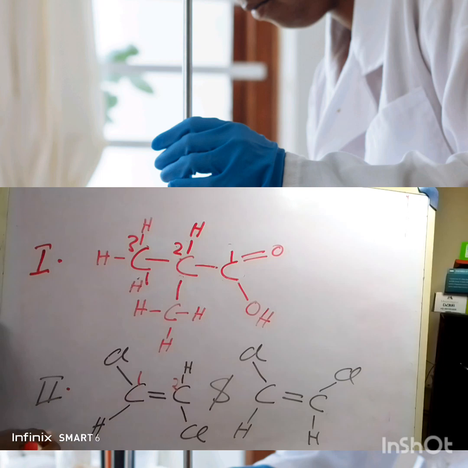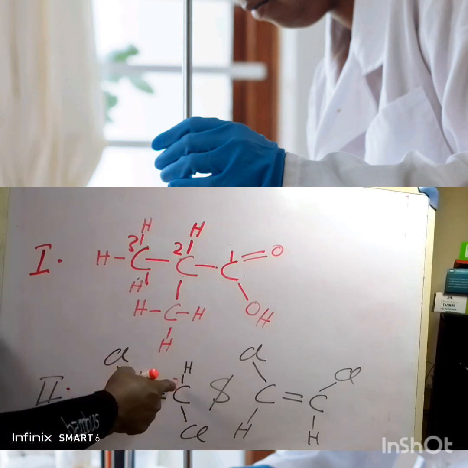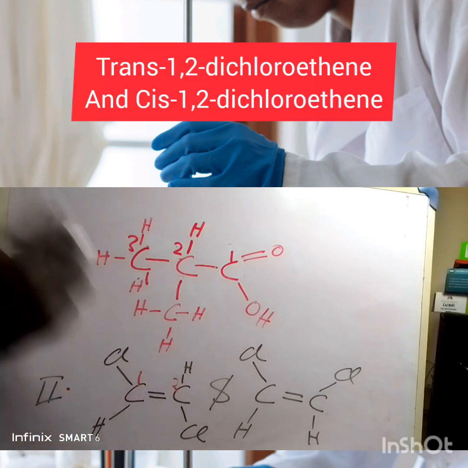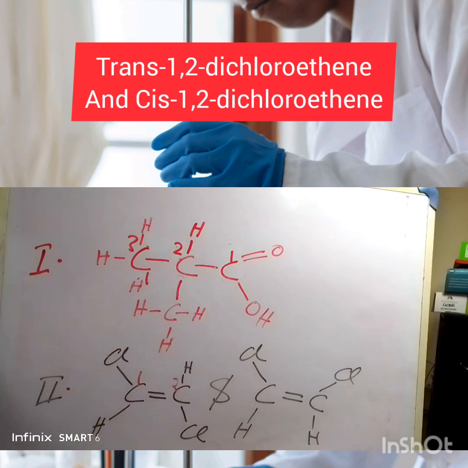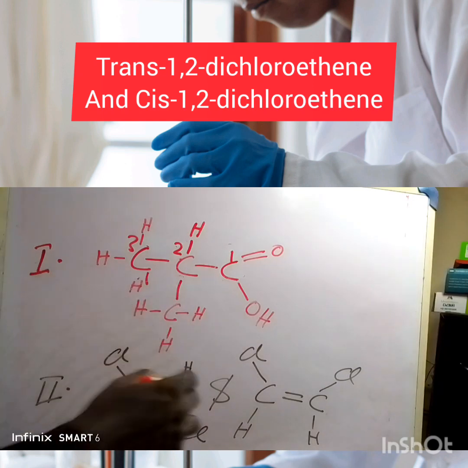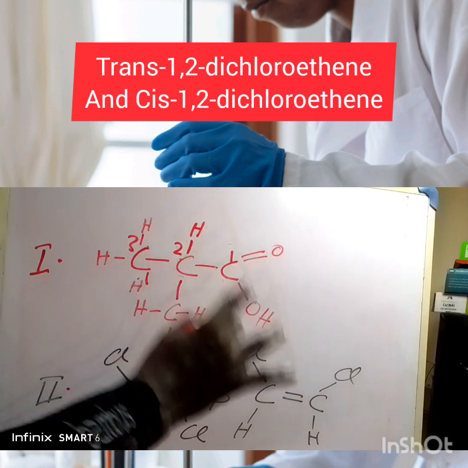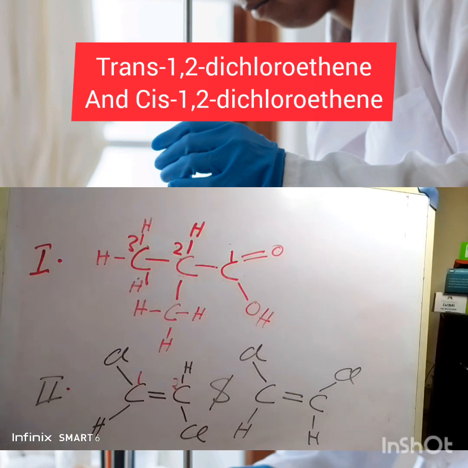And this you will call trans-1,2-dichloroethene. These ones, on the same side, you call cis-1,2-dichloroethene. While this one is trans-1,2-dichloroethene.